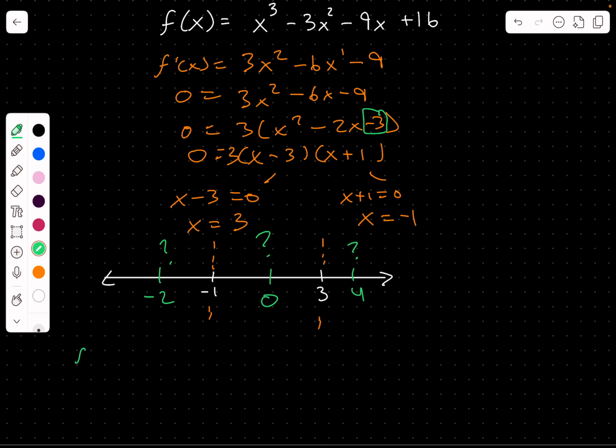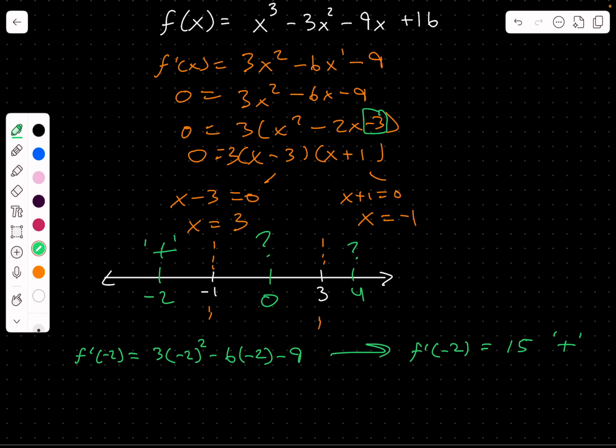Let's do this here. F prime of negative 2 first equals, and our derivative was 3x squared minus 6x minus 9. So 3 times negative 2 squared minus 6 times negative 2 minus 9. f prime of negative 2 spits out a 15, which is positive. So we know it is positive over here.